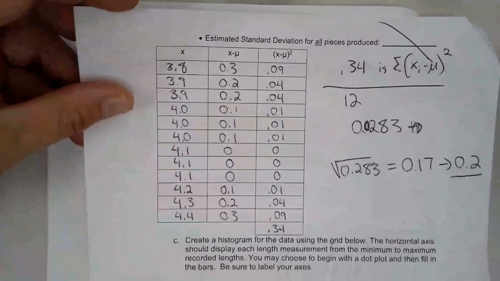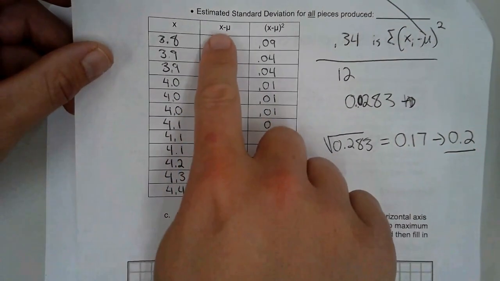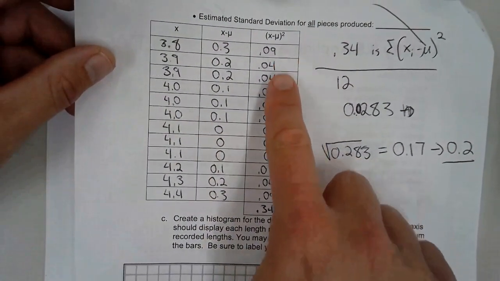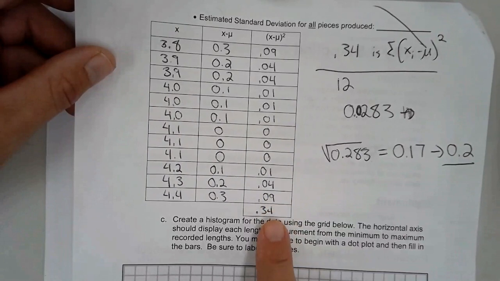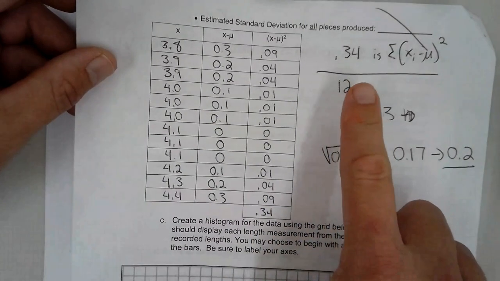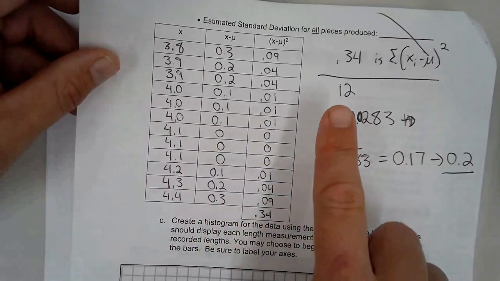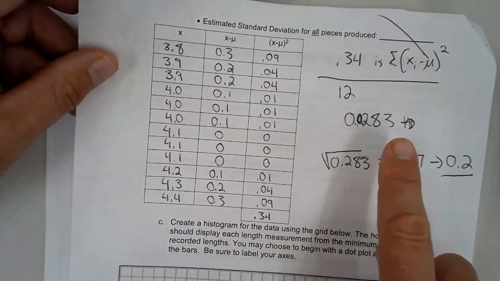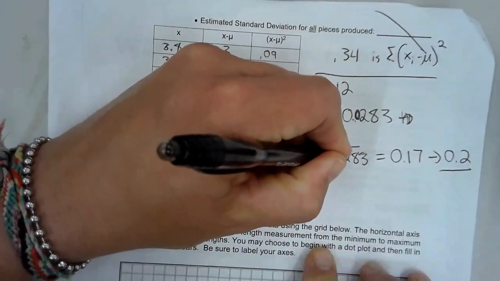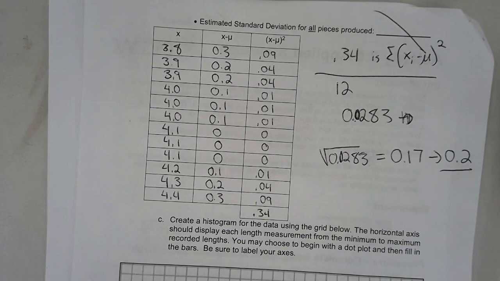All right, so you should have used this. Sometimes you can check your work. I got for all my x minus the mean values right here, and then I squared those right here, and then that was all of those added up. Then I divided by the bits, which is 12 of these, 1, 2, 3, 4, 5, 6, 7, 8, 9, 10, 11, 12. So that is 0.0283. And then I square rooted it. Sorry, this is 0.0283, and I got 0.17 or 0.2.